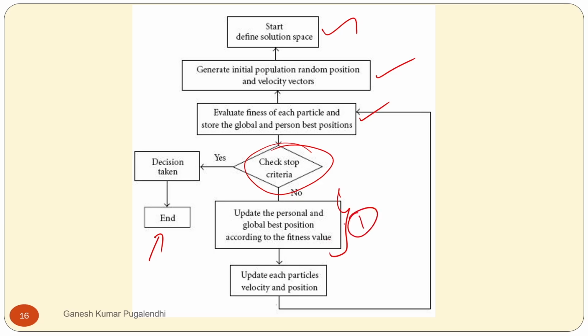So this is one updation, and this is another updation, and these are the most important updations. This is the updation of velocity and of position, that is, when a new position has been reached, when a new global best has been updated, like that. So this is the fundamental idea of particle swarm optimization.